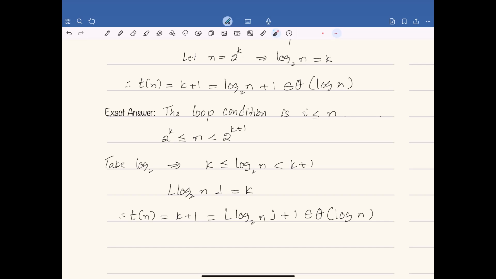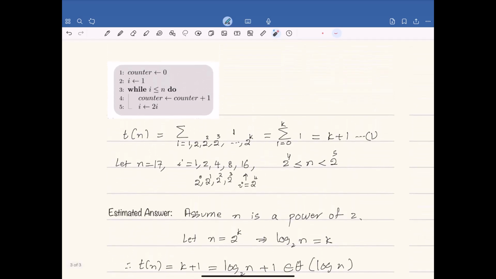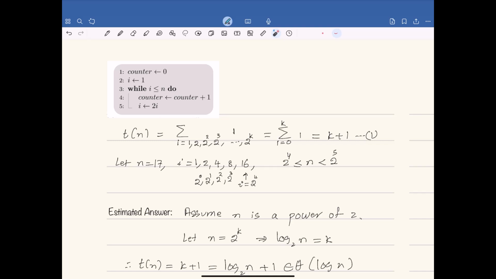So what is the conclusion of this example? The conclusion is that if the iterator is multiplied by a constant, then the number of iterations is log of n, and the base of this log is the constant. So in this example, the iterator is multiplied by 2, so the answer is log of n base 2. And if it is multiplied by 3, then the answer is log of n base 3, and so on.